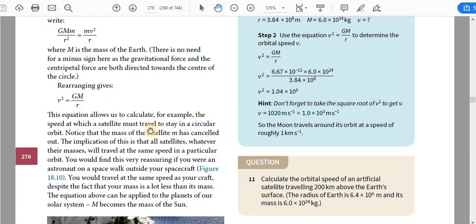Now this is the speed by which it orbits the earth. If the speed is greater than this value, it will go out of orbit. If the speed is lesser than this value, it will fall into the earth. So the satellite has to maintain this speed so that it orbits the earth. If it's too fast, it will go out of the earth's gravitational field. If it's too slow, it will fall into the earth.